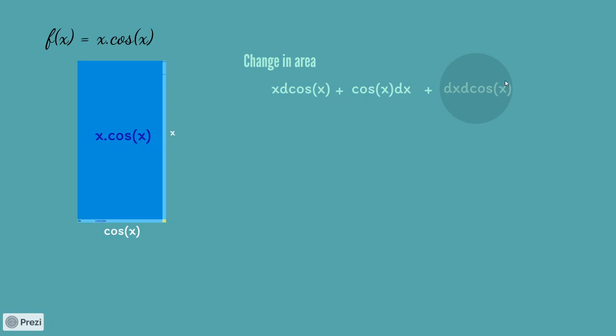Remember, in all these cases dx is a value which is approaching 0. You should always keep that in mind. Then only this makes sense. So we can neglect it. Let me take that plus off. Now we have these two things. This is our change in area.